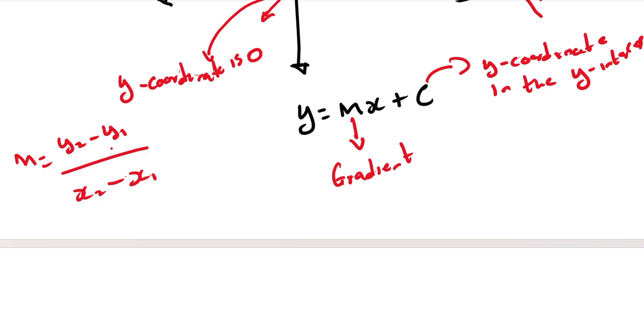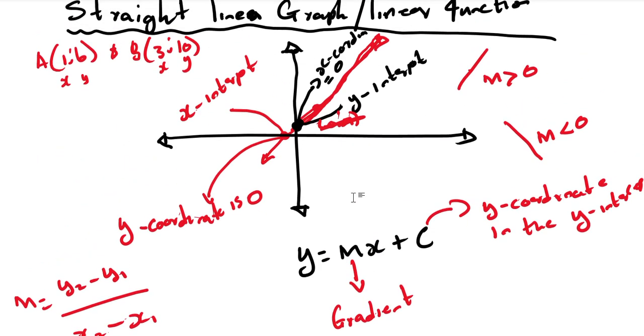So if you have these two points, you name them. This one will be x1 and y1, and here will be x2 and y2. So we take 10, subtract y1 which is 6, all over 3 minus 1. Here I was just showing you basic things that you have to know.